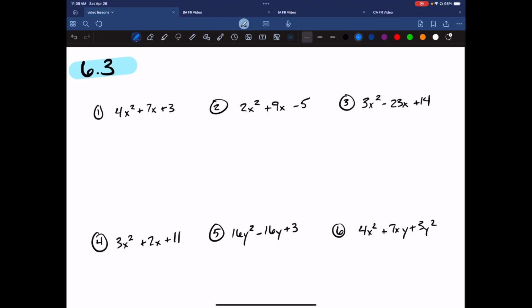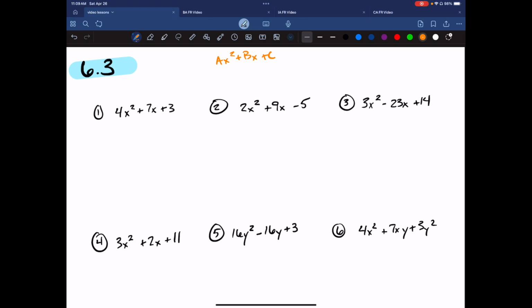Okay, so as in 6.1 and 6.2, we either were introduced to a problem that had a trinomial with a positive 1 out front, or we were able to get a positive 1 out front by just taking a GCF. Here, that's not the case. So here, we're going to do what they call the AC method, and let me explain why. Any quadratic equation is written this way: ax squared plus bx plus c.